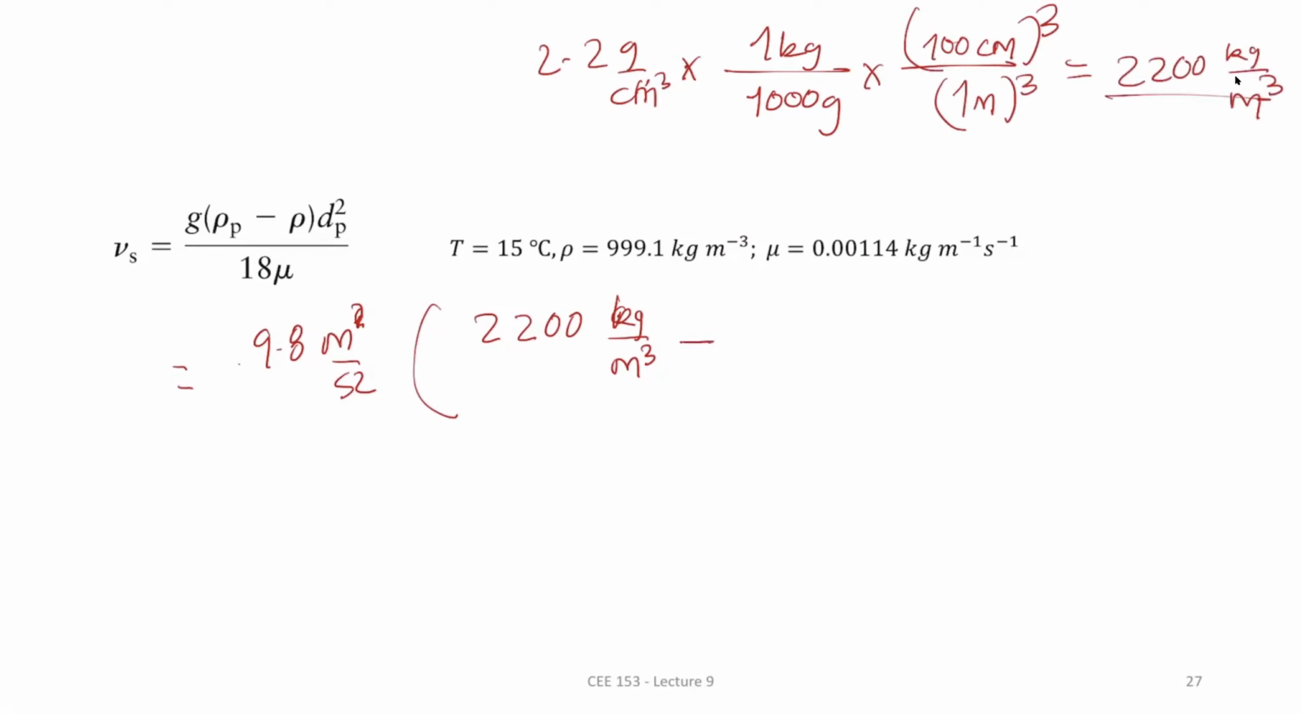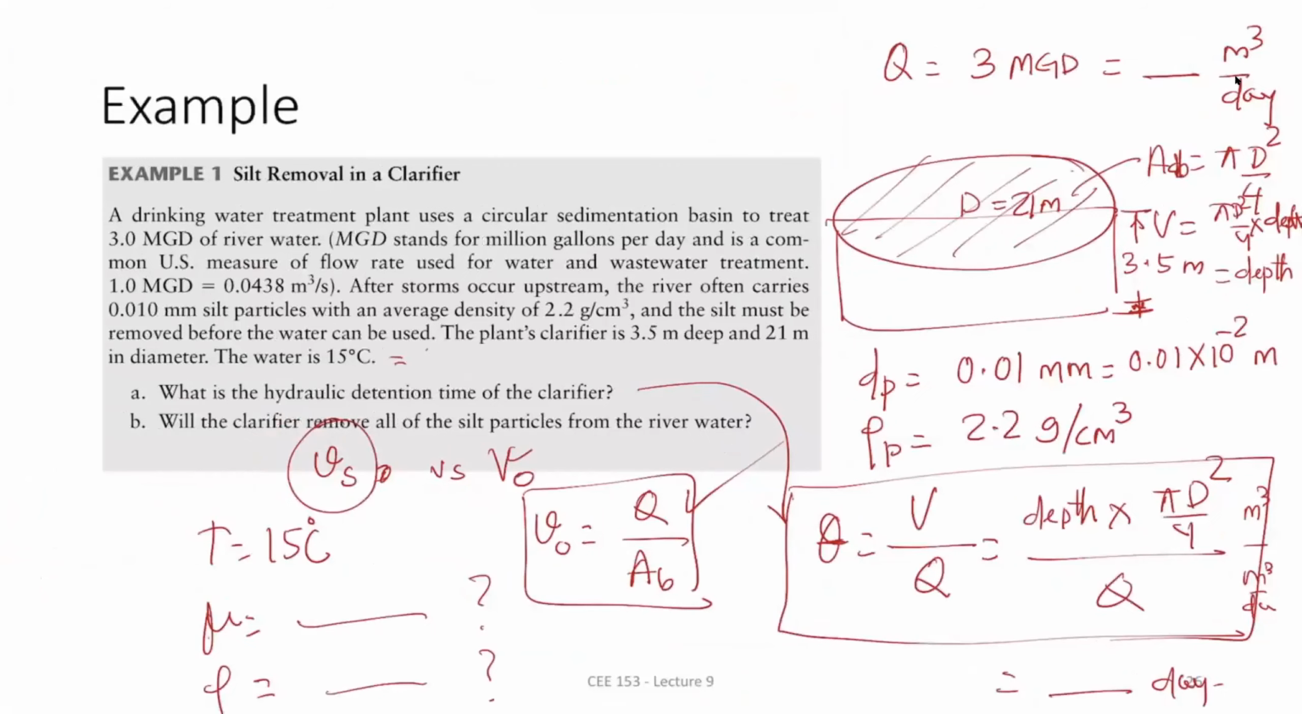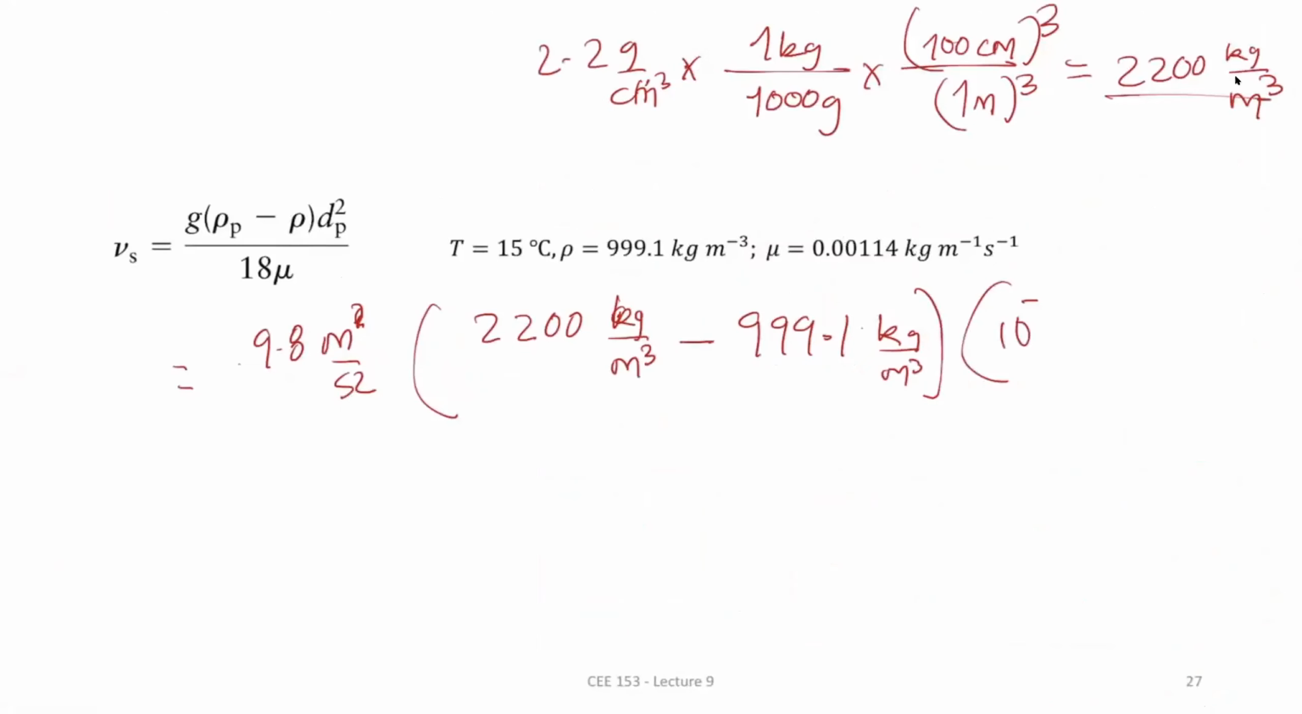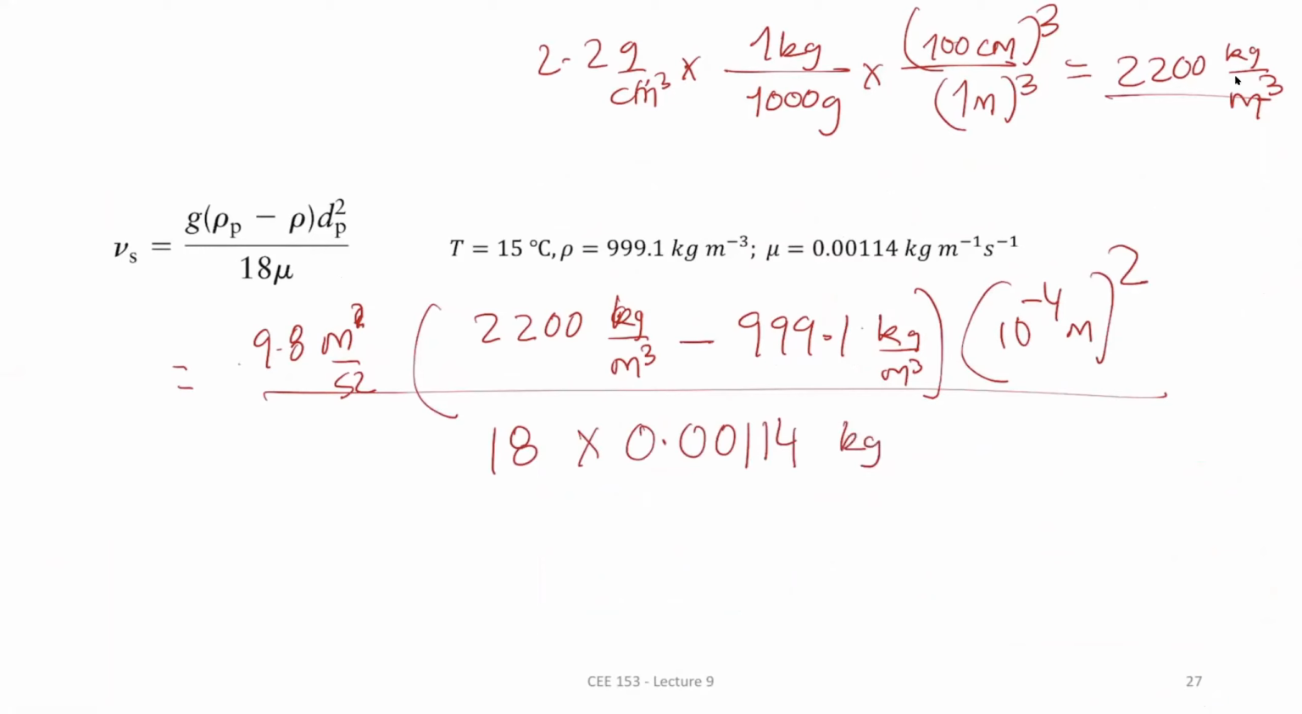Minus the water density, which is 999.1 kg per meter cube, times particle size. Particle size is given to you. This is here. That will be 0.01, 10 to the minus 2. So that will be 10 to the minus 4 meter square, divided by 18 mu. Mu is the viscosity, so that will be 0.00114 kilogram per meter second.